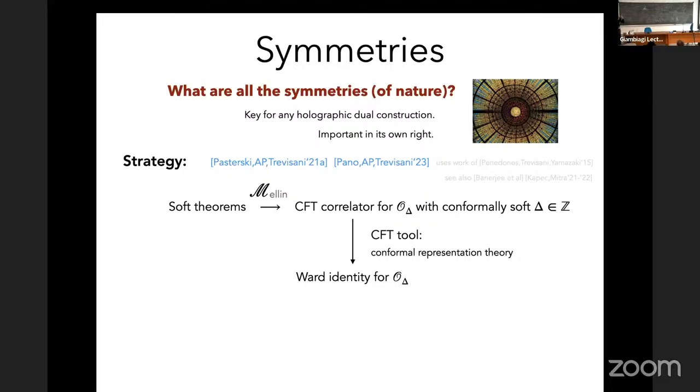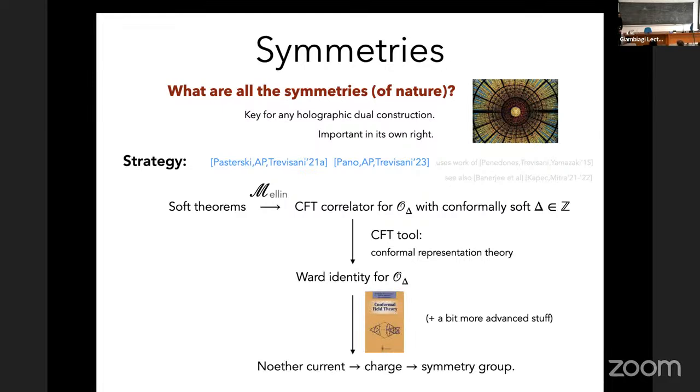So now you just use the knowledge that in the soft limit, you find some special operators. And then you use a CFT tool, which is very powerful, conformal representation theory, to write down all the possible Ward identities for these special operators. And then if you use some standard CFT tools, in general dimensions it's a bit more complicated, but you can do it. You can then construct Noether currents in this boundary theory, write down the charges, and determine what the symmetry group is.